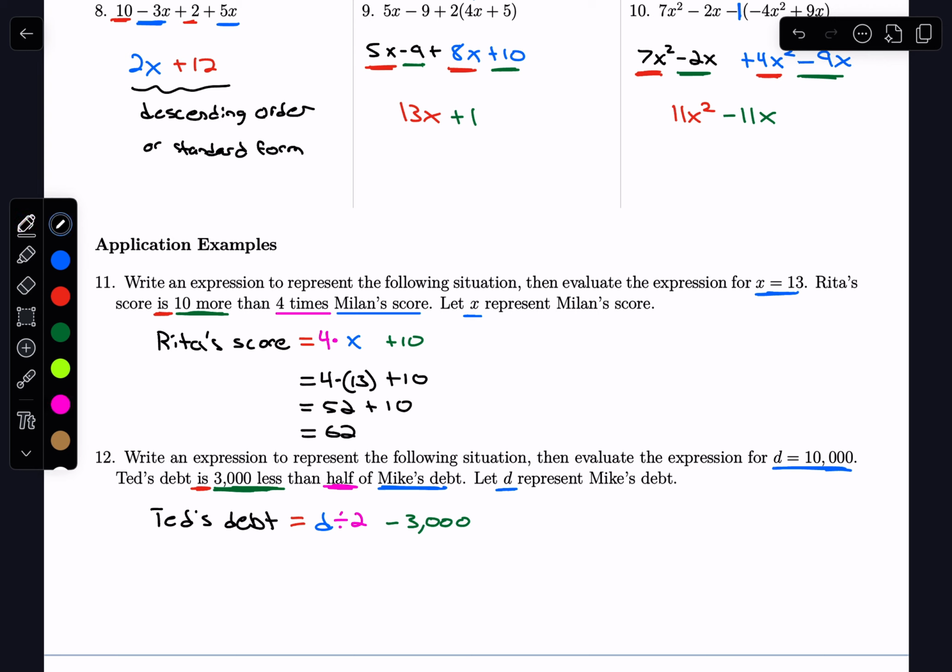All right, so now we're going to actually evaluate this expression for D equals 10,000. We're going to do 10,000 divided by 2 minus 3,000, where order of operations tells us to do the division first. So 10,000 divided by 2 is 5,000. And then we will subtract 5,000 minus 3,000, which gives us 2,000. So we can say that Ted's debt is 2,000.